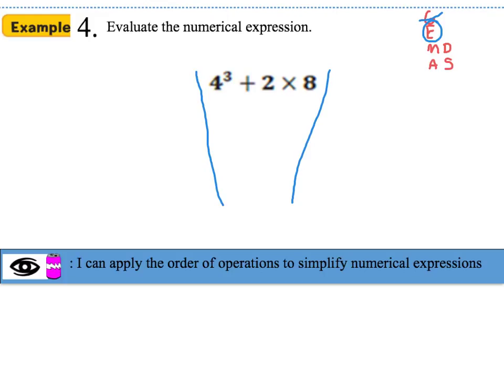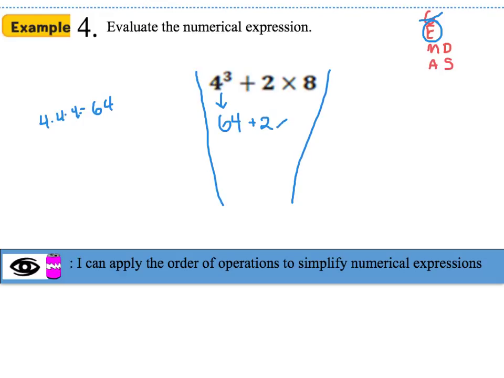The exponent is 4 to the third power. I know that 4 to the third power is not 4 times 3. So don't say it's going to be 12. 4 to the third power is 4 times 4 times 4. When you multiply that out, you get 64. So 64 becomes the new number. Then I'm going to drop down the rest of the problem.